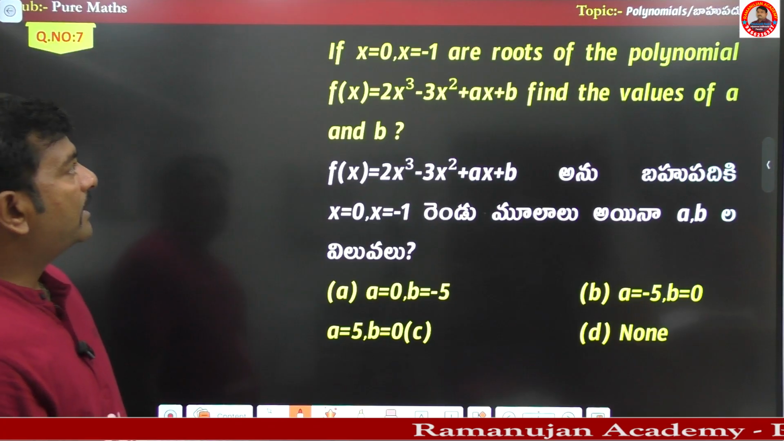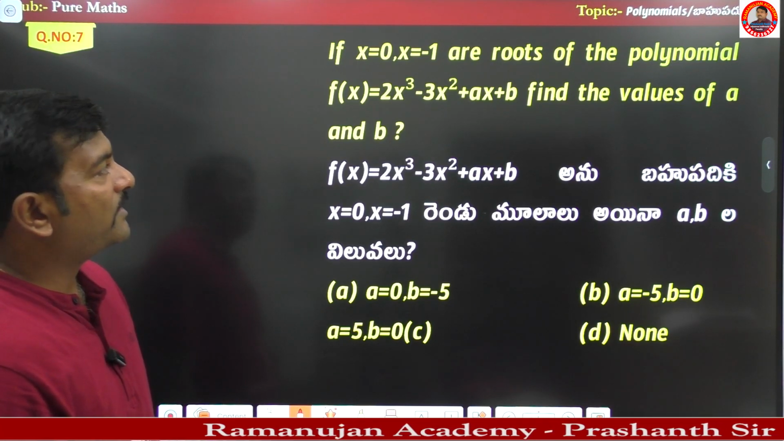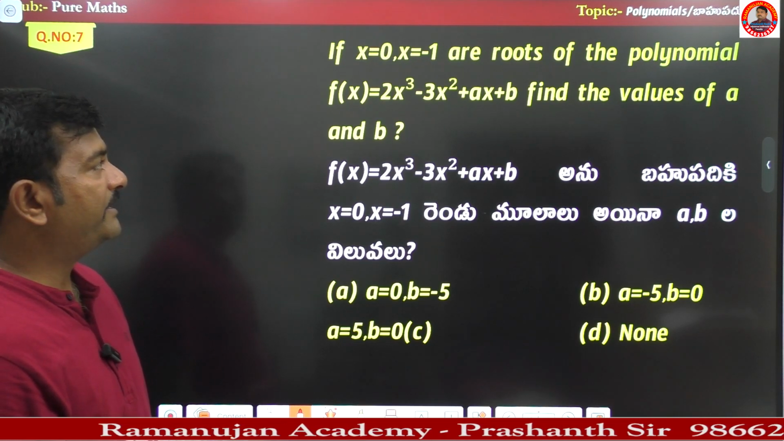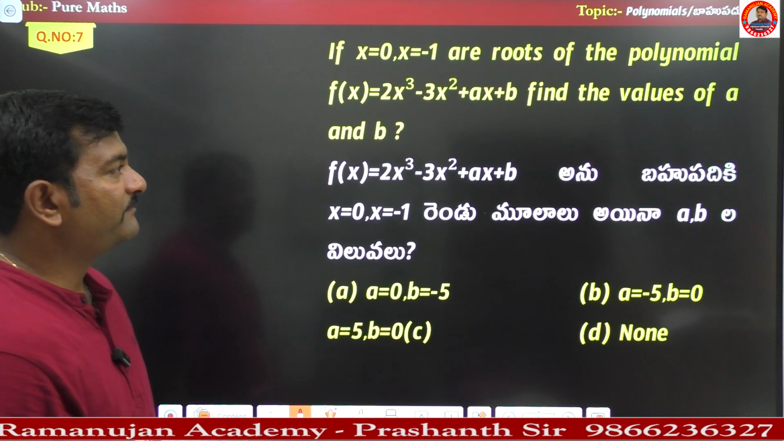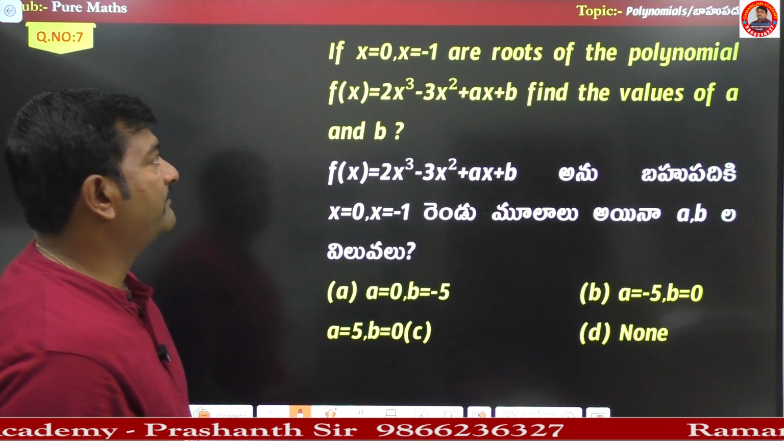Next question. Given that x equal to 0 and x equal to minus 1 are the roots of the polynomial f of x equal to 2x cube minus 3x square plus ax plus b, find the value of a and b. He asked to find the a value and the b value separately.